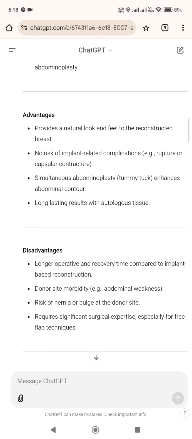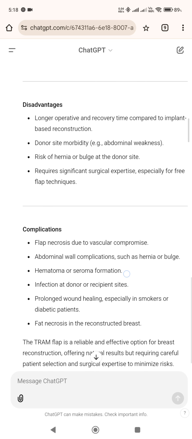Disadvantages: longer operative and recovery time compared to implant-based reconstruction. Donor site morbidity, e.g. abdominal weakness. Risk of hernia or bulge at the donor site. Requires significant surgical expertise, especially for free flap techniques.